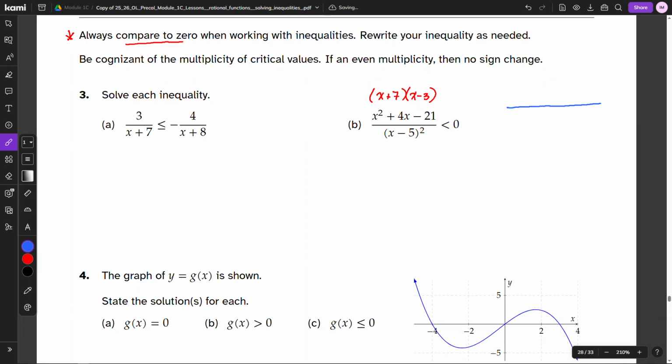Critical values are at -7, where my function is equal to 0. Right? Critical value at +3, where my function is equal to 0. And a critical value at 5, where I have a vertical asymptote. Right? And sometimes I like to label if the multiplicity is even to make it easier to determine.